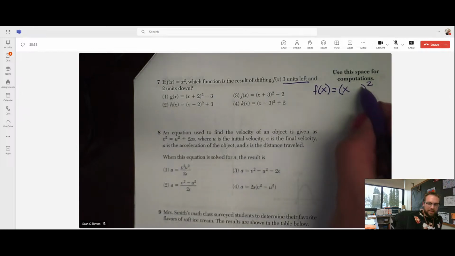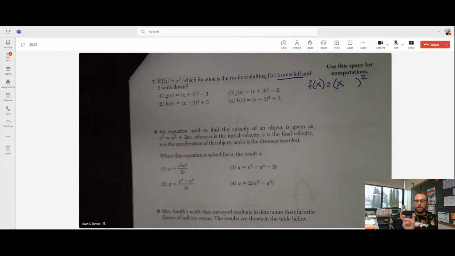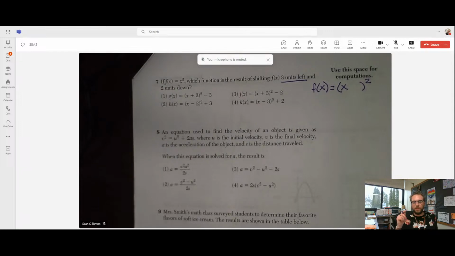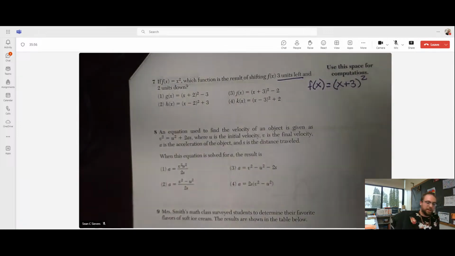Whatever number I have inside the parentheses here will determine how I move left to right. But the key thing to remember is that that number is going to be opposite of the direction that we move. So typically, we would think, oh, to the left, that's in the negative direction. But we have to think opposite. So this is really going to be x plus 3 squared.